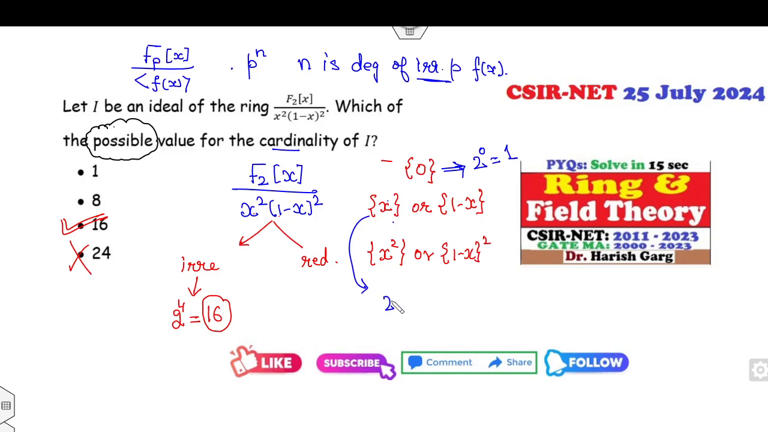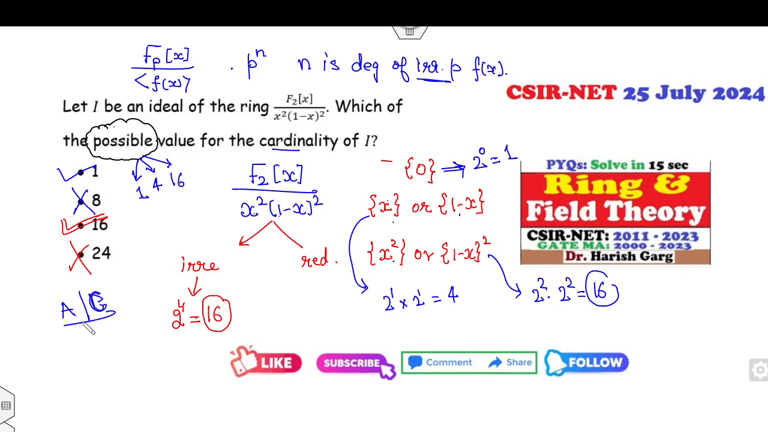If I look about that, the degree is 1 into degree 1, so it's 2 raised to power 4. For this case, degree of this is 2, degree of this is 2, so 4 into 4 is 16. So what are the possible values? Possible values are either 1, or 4, or 16. So 1 is possible, B is cancelled, A and C are the right answers of this question. If in the given options 4 is also mentioned, then 4 is also a right answer of this problem.